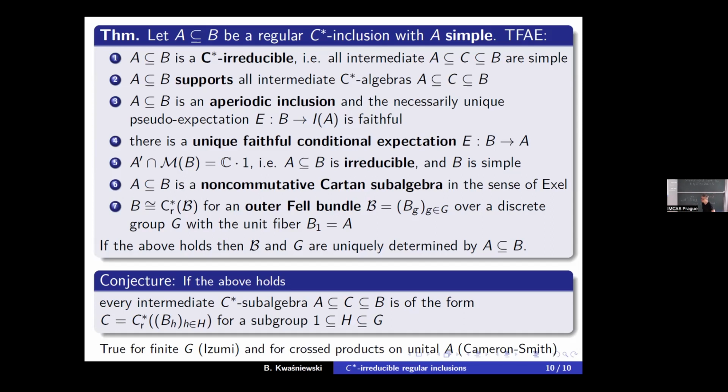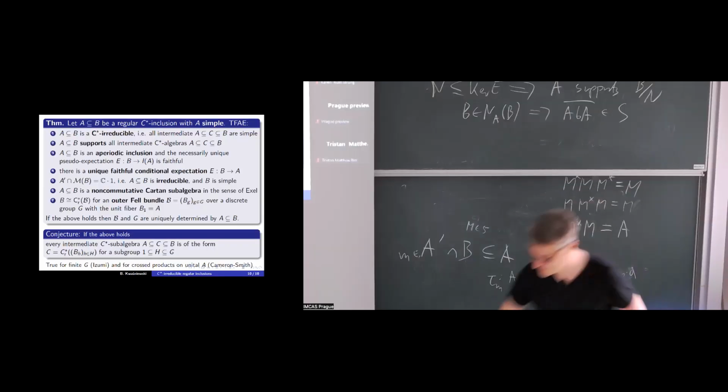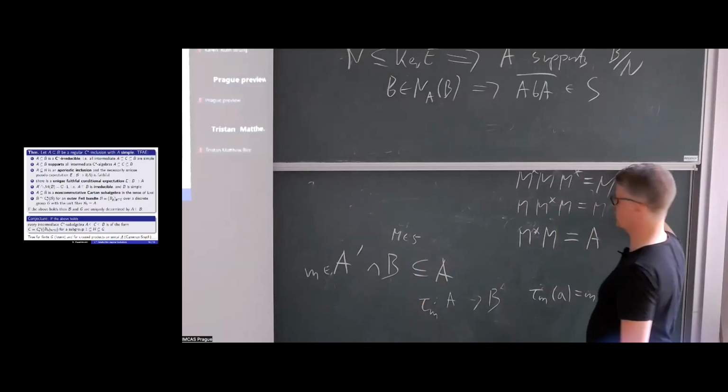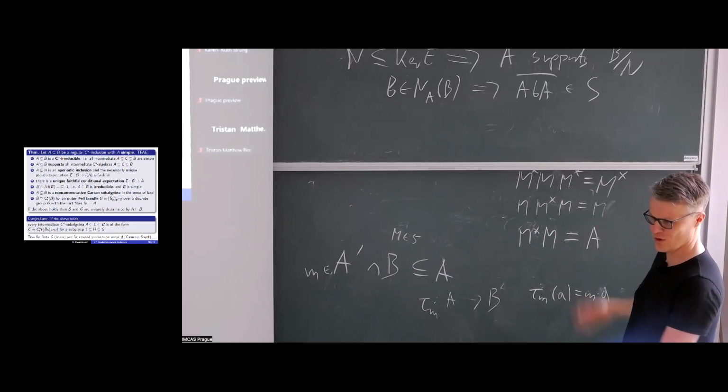Can I just check these relations? Is it really M*M is M*, not M? Yeah, you're right. That's a good question. And the answer is no. I mean, it was no, but now it's yes.